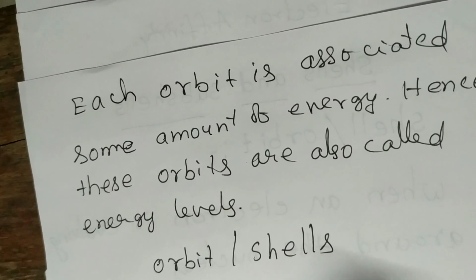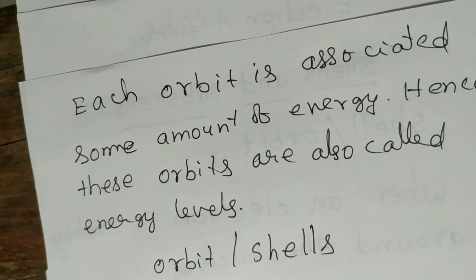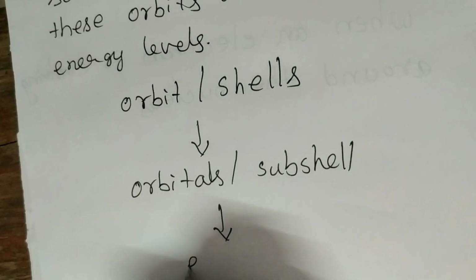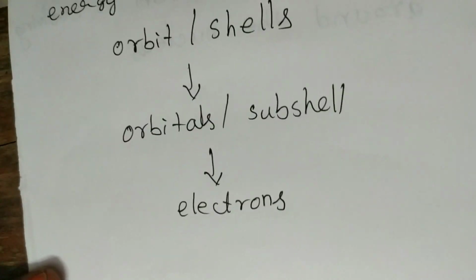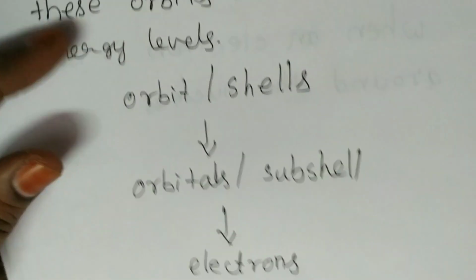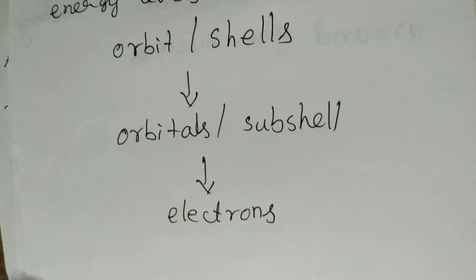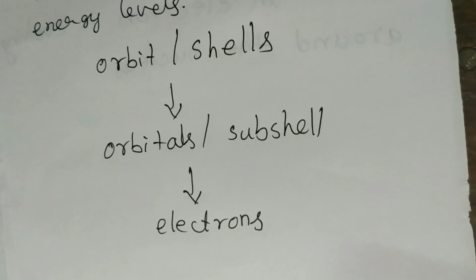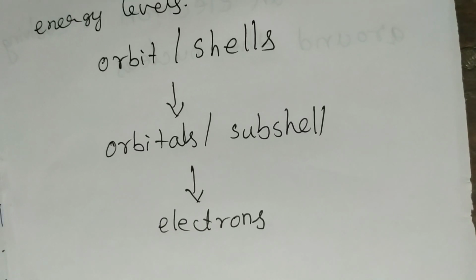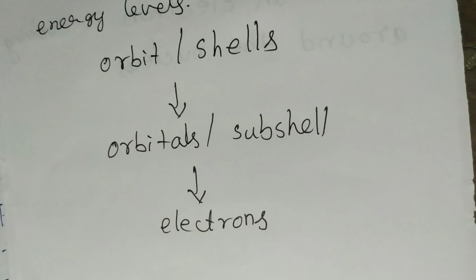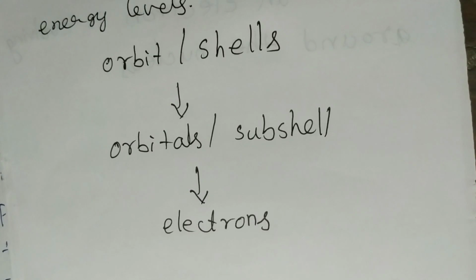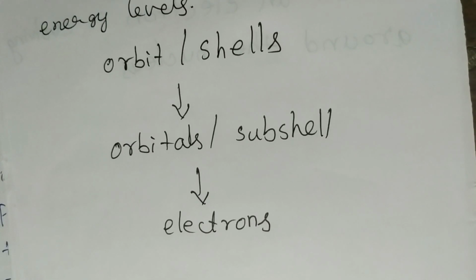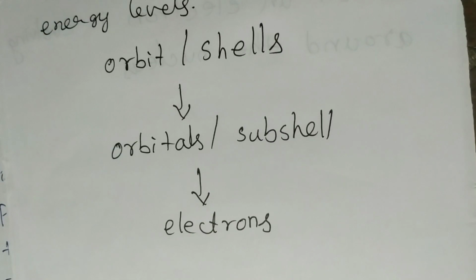And these shells have orbitals, also called subshells, and these subshells or orbitals will have electrons. And these electrons are attracted towards the nucleus, and they gain energy. They jump from one shell to another shell, and then they form specific types of bonds. The energy associated with the energy levels increases with the increase in the n value.